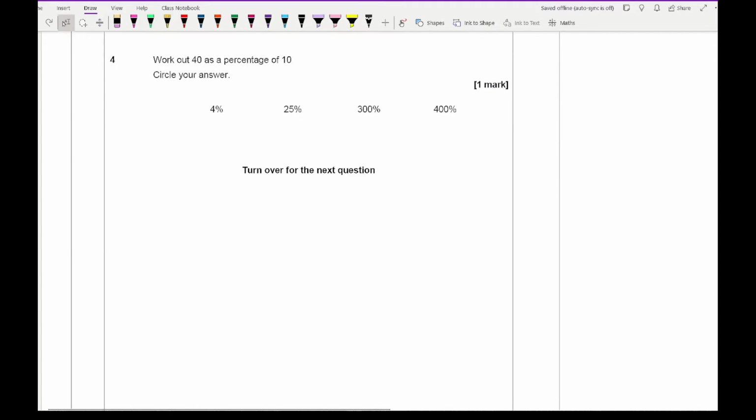In question 4, it says work out 40 as a percentage of 10. So that's 40 over 10, which equals 4, times that by 100, which equals 400%, which is our fourth option.